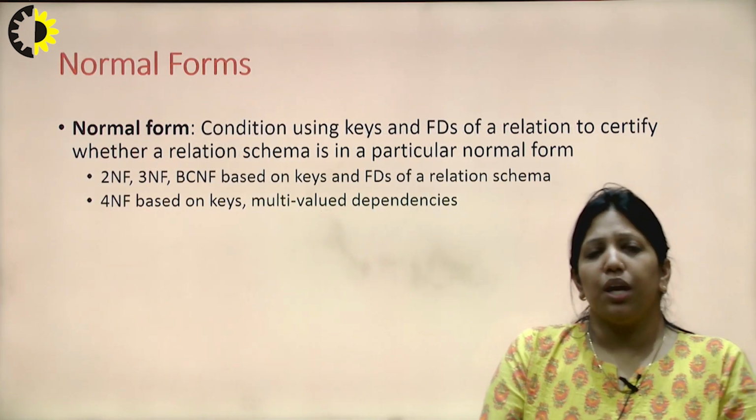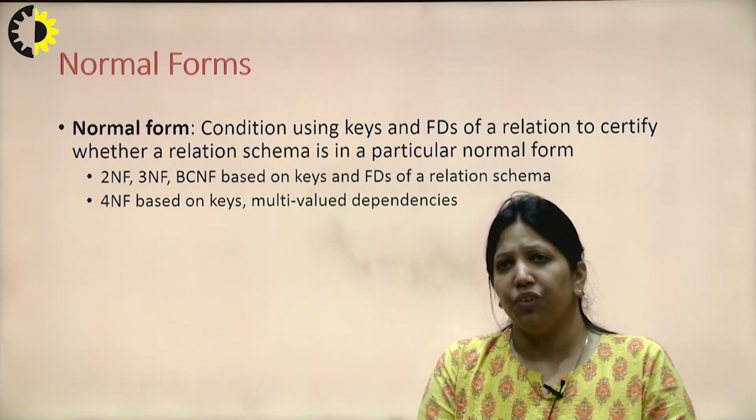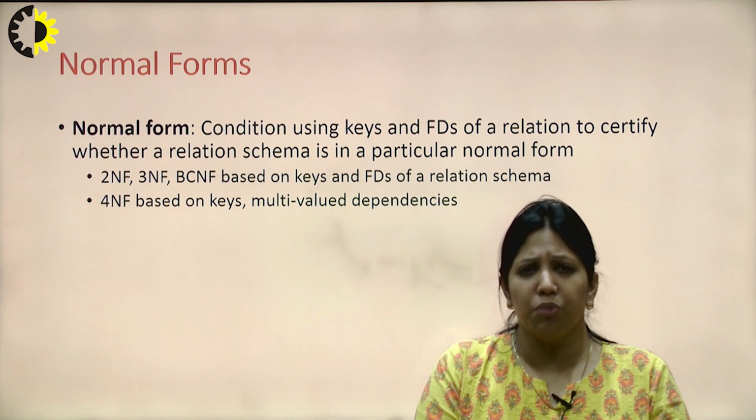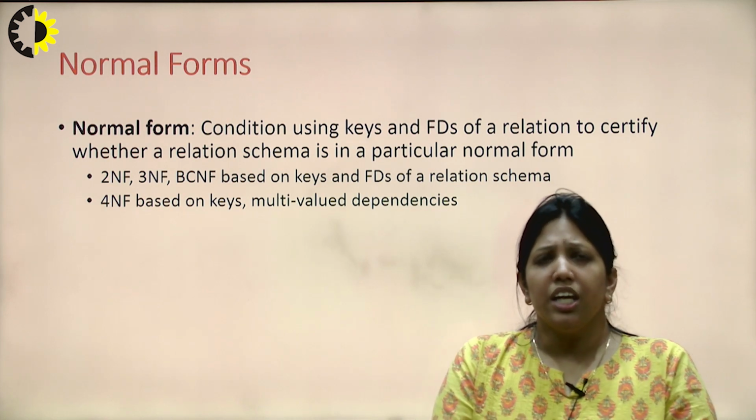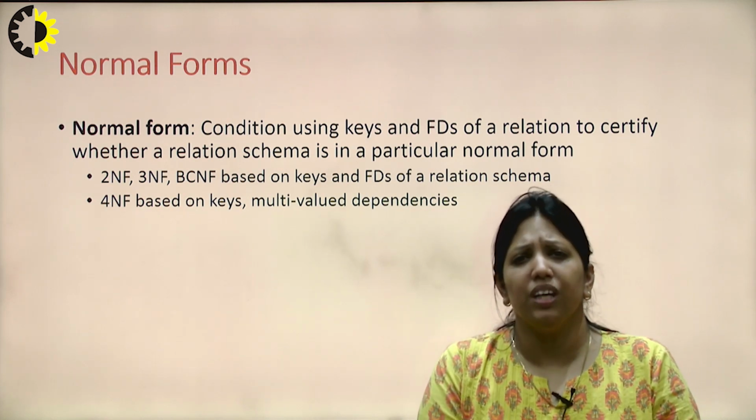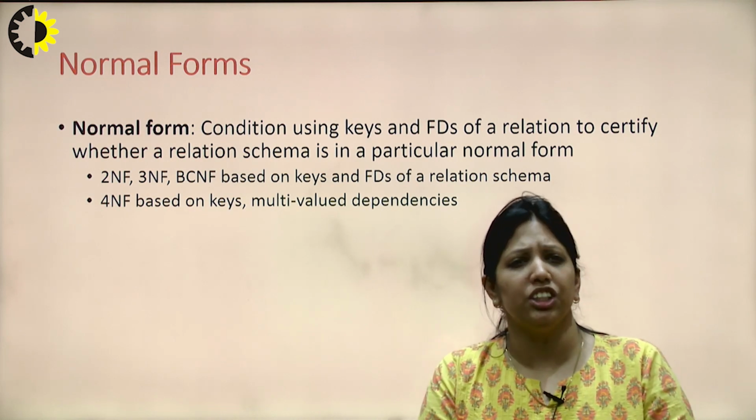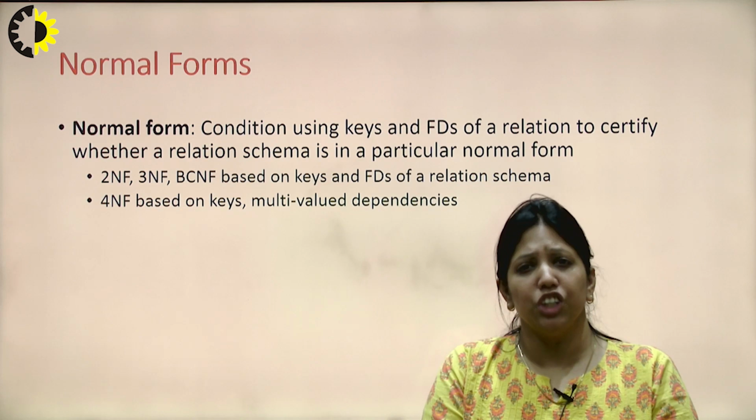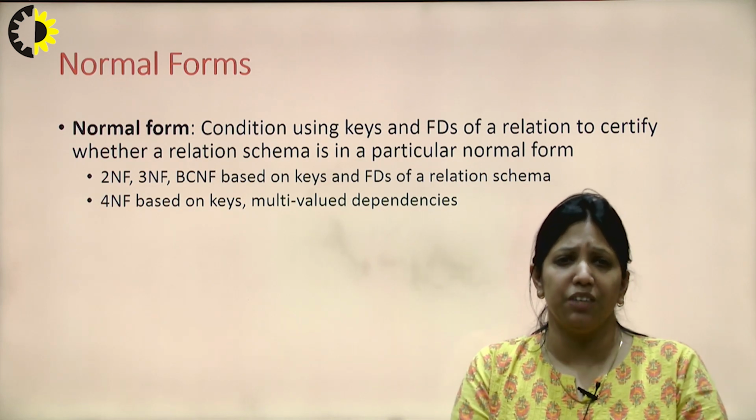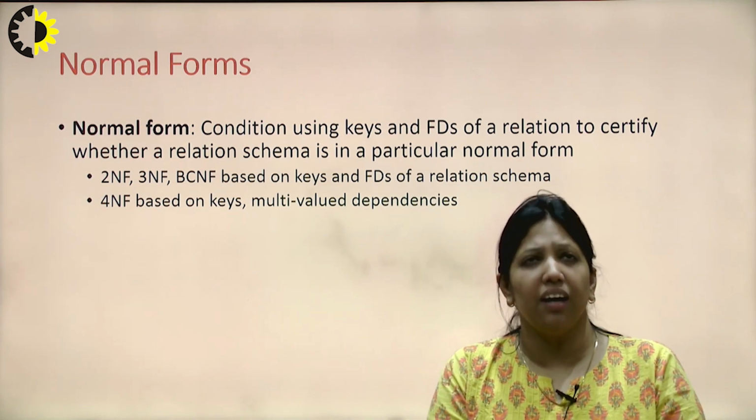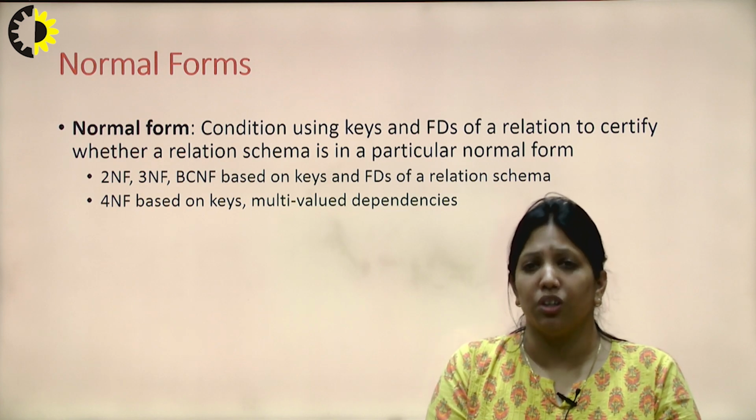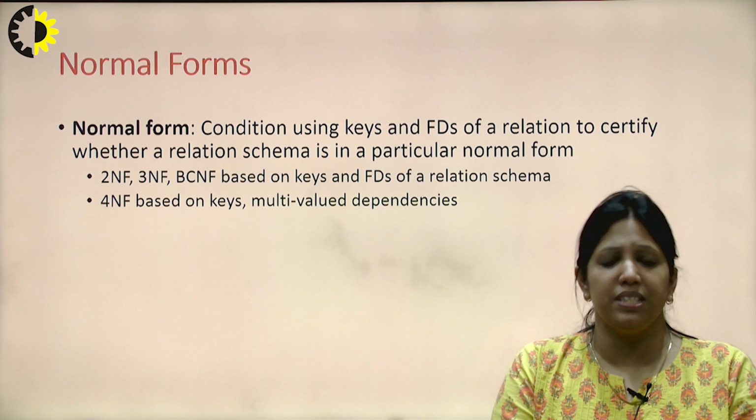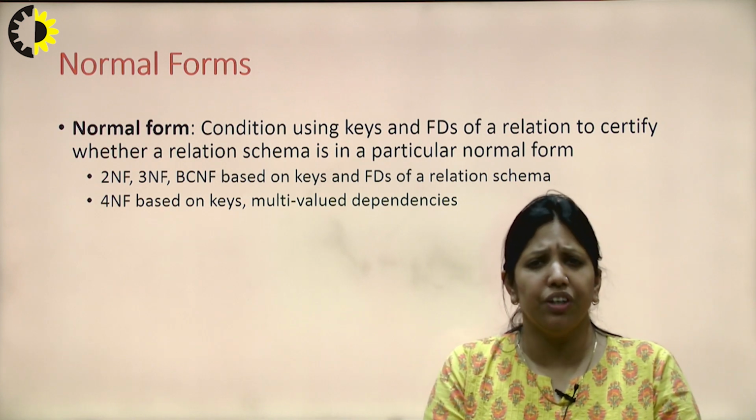So we apply normalization with the different normal forms. What are the normal forms? In the normal forms, we have a relation in which certain keys are given to us and the functional dependencies of the relation are given to us. On the basis of these keys and functional dependencies of a relation, we have to certify whether a relation schema is in a particular normal form or not. We have the different normal forms, that is second NF, third NF, BCNF, fourth normal form.